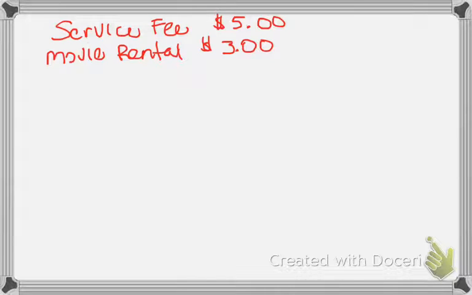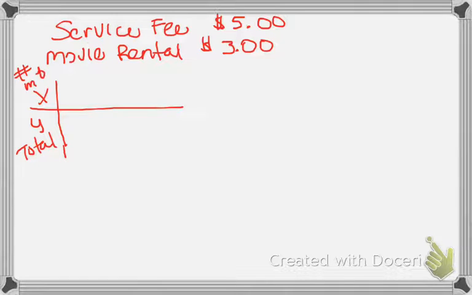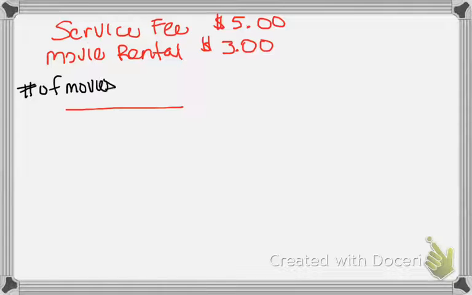We're going to create a table where X will be the number of movies I rent, and Y will be the total dollar amount. So I'll put total here so you know what I'm talking about. This is the number of movies. Let's make this a little bit nicer so you can see it better. Let's rewrite this: number of movies, and this will be total cost.